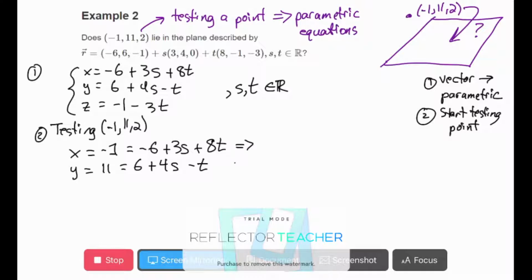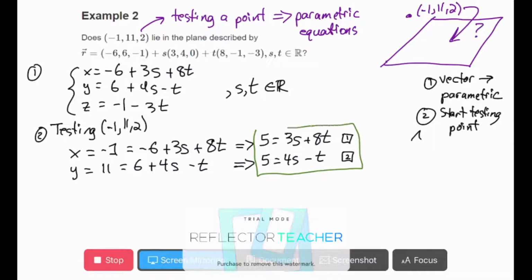So let's start by tidying these equations up. First one, I'm going to collect my like terms. I'm going to bring that -6 over to the other side. And so we're going to end up with 5 equals 3s plus 8t. And here we're going to bring our 6 over and so on. And we're going to end up with 5 equals 4s minus t. And we can label these equations 1 and 2. I think I'll put a box around them just to make those labels distinct from these labels here, so we can talk about it for a moment.